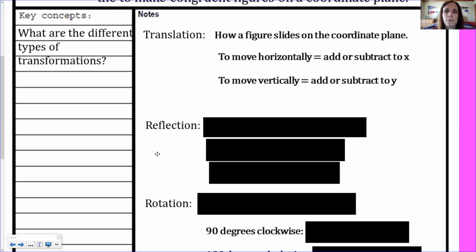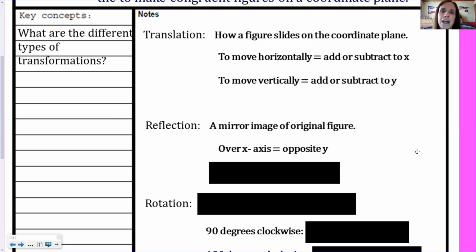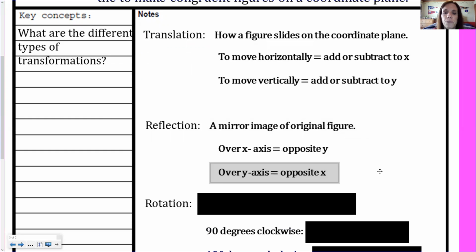Our second type that we learned about was reflection. The reflection is your mirror image. It's like looking in a mirror of your original figure. If you reflect over the x-axis, you take the opposite of your y coordinate in your ordered pairs. And if you reflect over the y-axis, you take the opposite of the x in your ordered pairs.